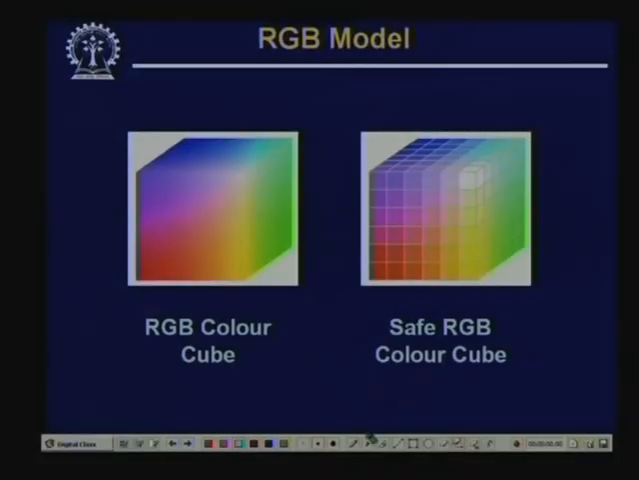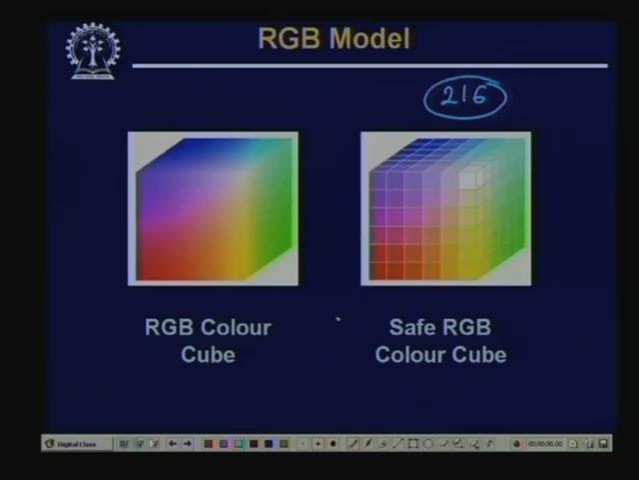But in most cases, what is useful is the safe RGB model. In the safe RGB model we do not consider all possible colors, that is all the 2 to the power 24 different colors, but rather the number of different colors used is 216. These 216 colors can be generated by having 6 different color shades in red, 6 different shades in green and 6 different shades in blue.